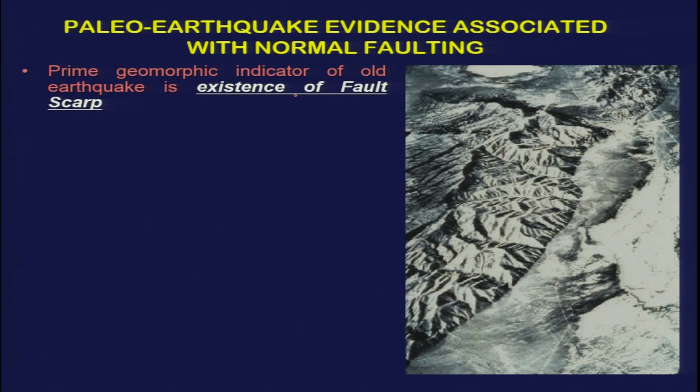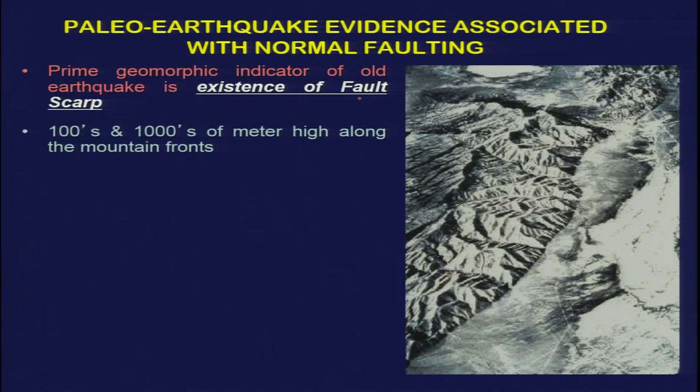But nevertheless, we also discussed in one lecture that we may have displacement or an earthquake on a blind fault. In that case, you may not be able to see the fault scarp on the surface. But we consider that the geomorphic expression, or the primary indicator of any earthquake, will be the existence of the fault scarp on the surface. Hundreds or thousands of meters high along the mountain fronts, this we are talking about the fault scarps. It may range in size from more than 1000 meters to around 100 meters or less than that also.